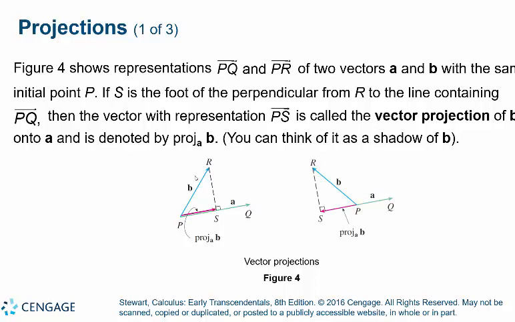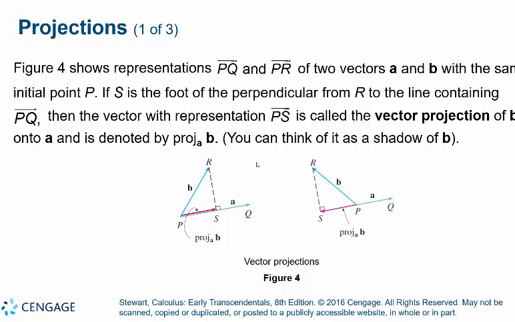Hi class, in this lecture I want to talk about projections for vectors. So I want to take a look at this figure 4 here. I'm going to talk mostly about this figure in this lecture, but the concepts also apply in the case when you have an obtuse angle between the two vectors. But here we're just going to show where there's an acute angle between the vectors.